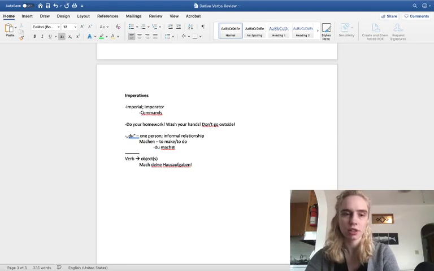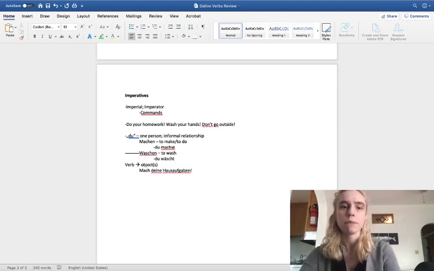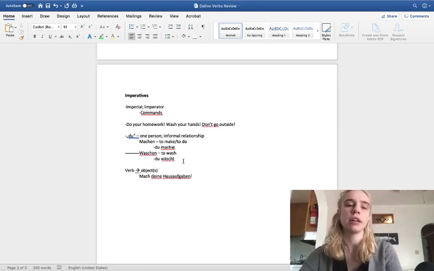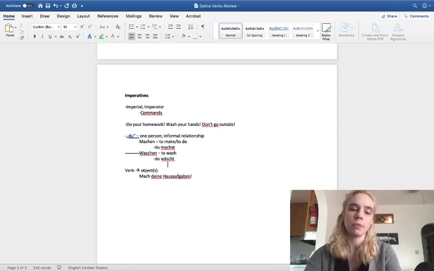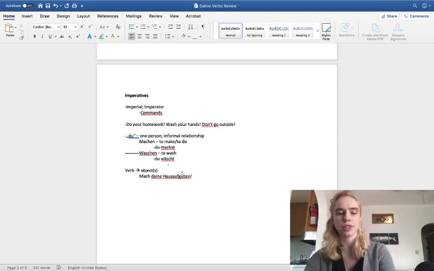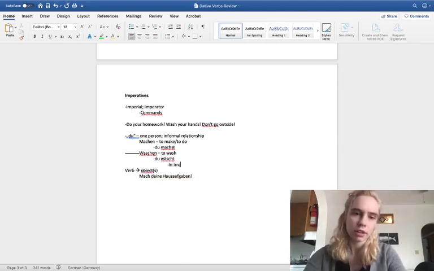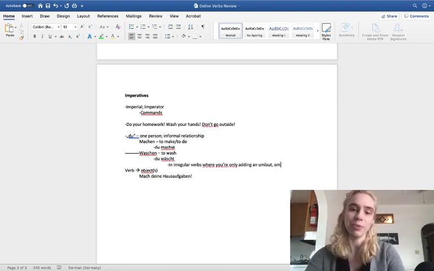Waschen, to wash. Say, du wäschst. So this is a weird one because it's technically an irregular verb because we're changing a to ä. However, in irregular verbs where you're just changing one letter to the umlauted form of that letter, so we'll say in irregular verbs where you're only adding an umlaut, omit the umlaut in the imperative form.